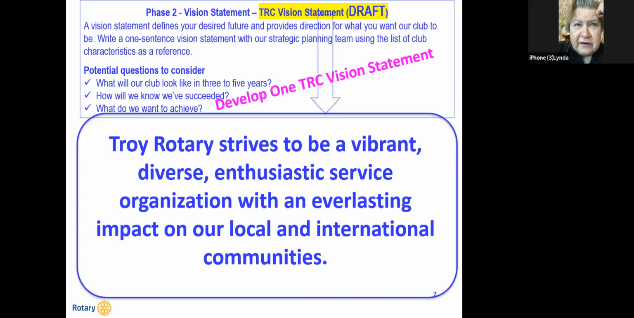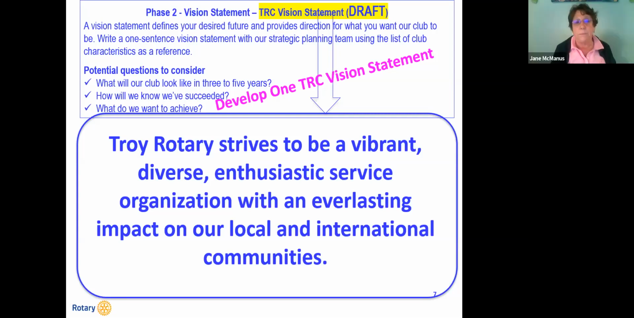Eileen, I had exactly the same question. I know what they're thinking about, but I think the word continuing captures the spirit of what we're looking at better than the word everlasting. Okay. I would agree with that as well.